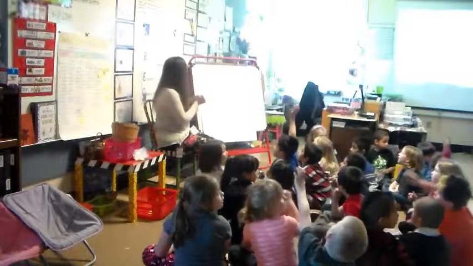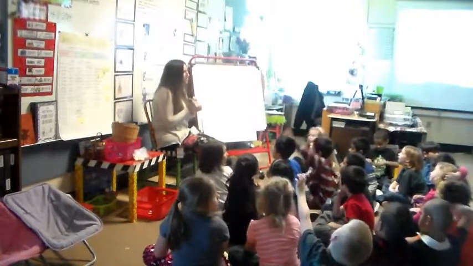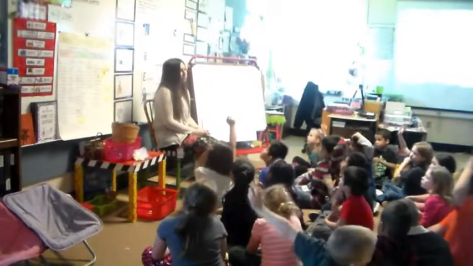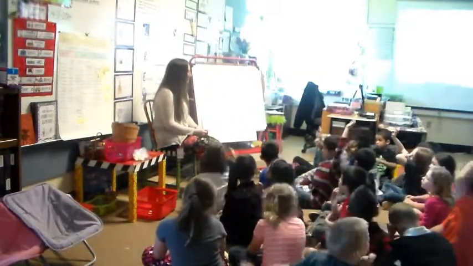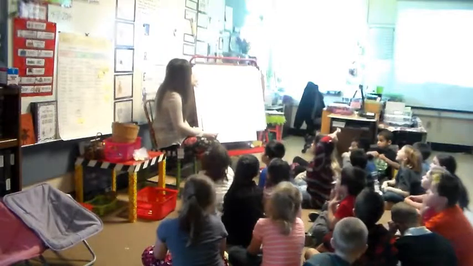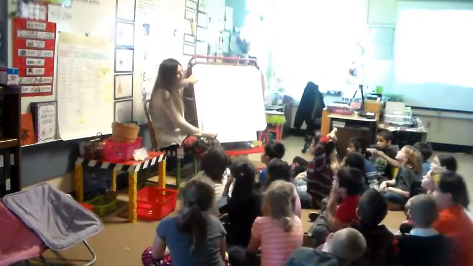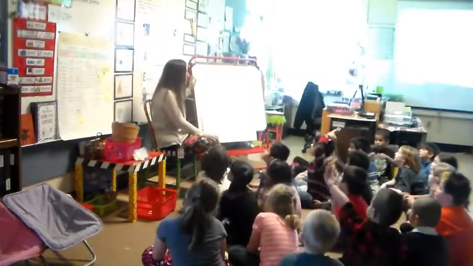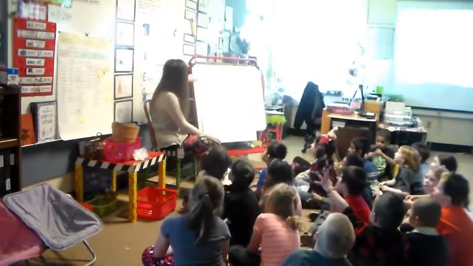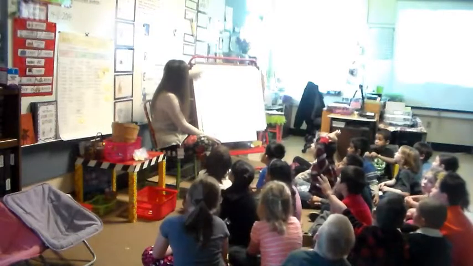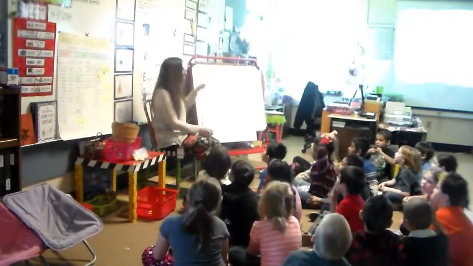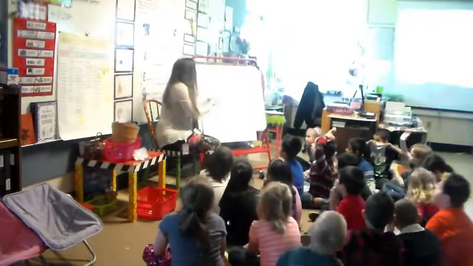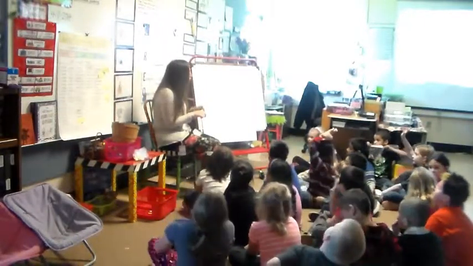Okay, so now let's talk about the sides of the square. Does anyone know what part is the side of the square? Edgar? So this part? Yes, this is called a side. So let's count together and see how many sides a square has. We're going to count together as I point, okay? 1, 2, 3, 4. 4 sides, okay?